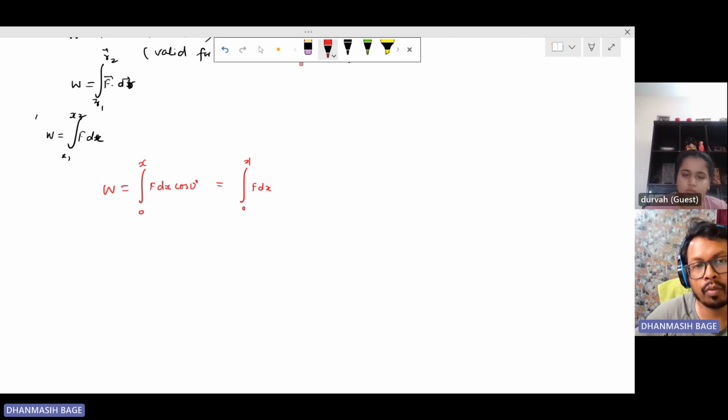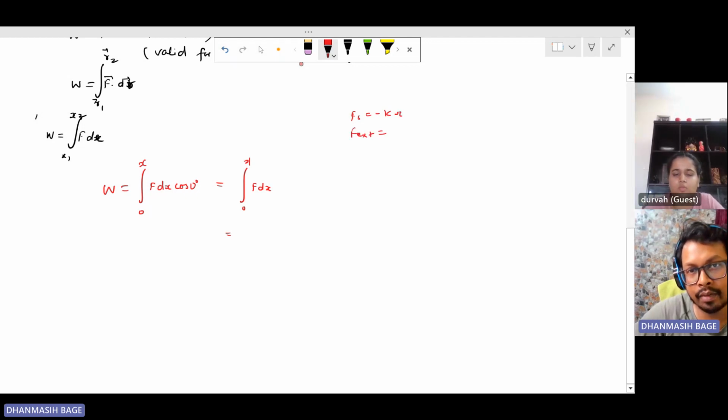Now F is equal to what? In this case, you can just forget about the negative sign. You simply say how much force you are applying. You see that Fs is equal to minus Kx, but F external is exactly equal to that much, right? That is Kx.